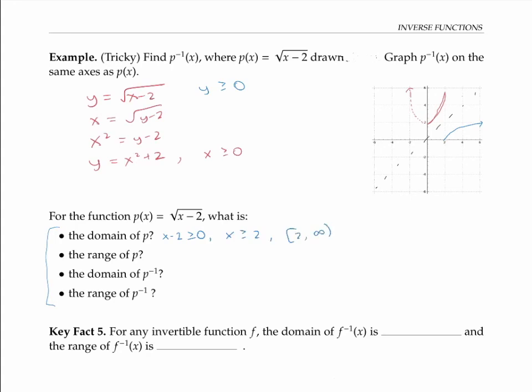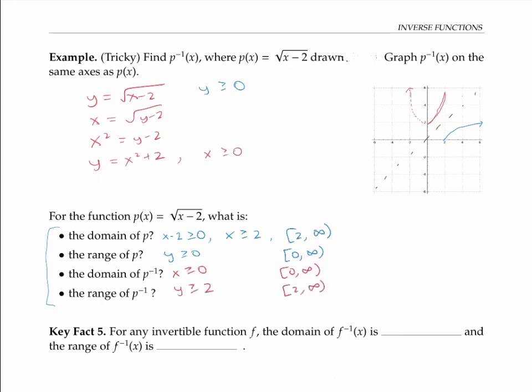The range of p, we can see from the graph, is all y values greater than or equal to 0, or the interval from 0 to infinity. Similarly, based on the graph, we see the domain of p inverse is x values greater than or equal to 0, the interval from 0 to infinity, and the range of p inverse is y values greater than or equal to 2, or the interval from 2 to infinity.